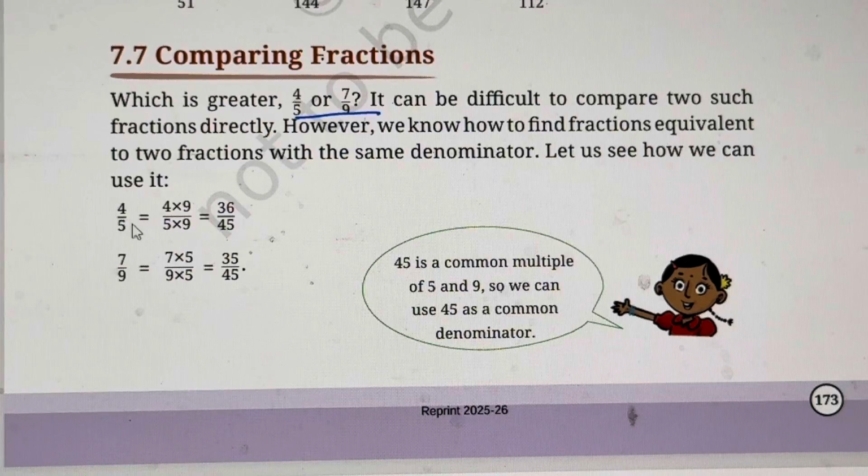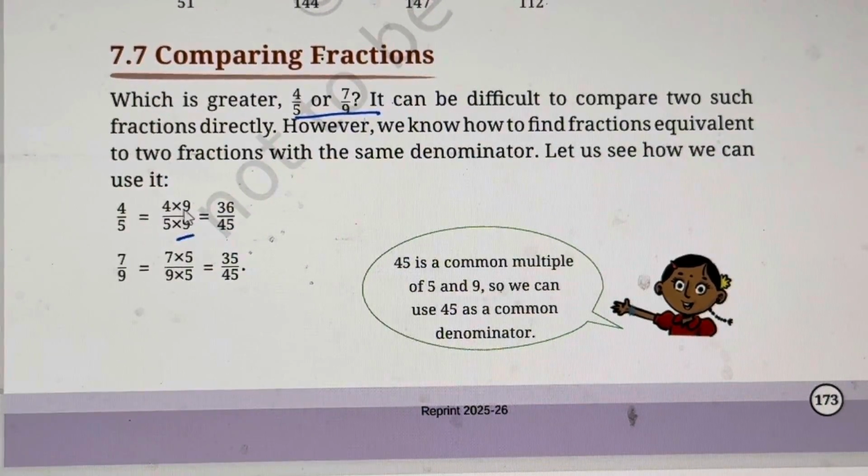So what is done over here? 4 upon 5, it is multiplied by 9 because 5 9s are 45. So you get 4 9s are 36. You need to multiply 9 with both numerator and denominator. So 4 9s are 36, 9 5s are 45. And the other fraction 7 upon 9 is to be multiplied with 5. 7 5s are 35 and 9 into 5 is 45.